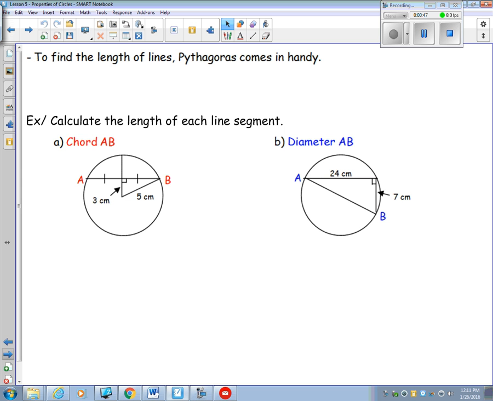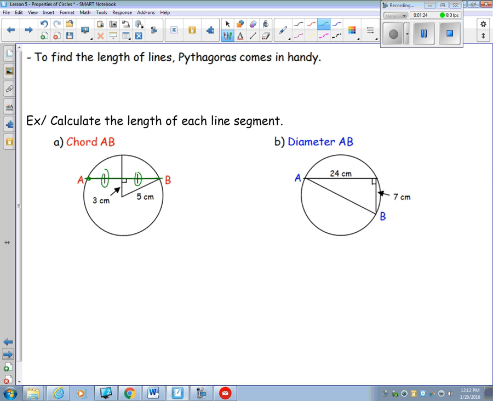Okay. Pythagoras comes in handy in all kinds of places. We've been using it in cones and pyramids and prisms and two-dimensional shapes like triangles, but it also comes in handy when we're talking about circles. In particular, when we're talking about chords and diameters. So if we look at the first example here, I want to find the length of chord AB. Now looking at that, AB is this from A to B, the length of that has been broken in half by this vertical line, giving us 2 equal segments. If I can find the length of one of the segments, I can double it.